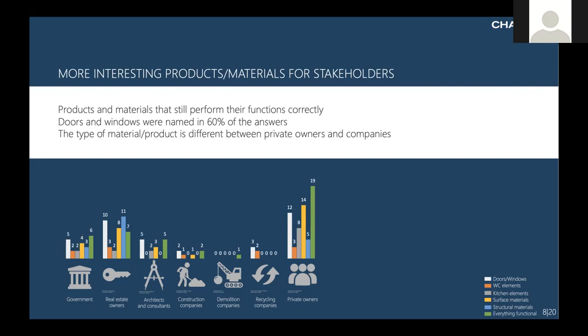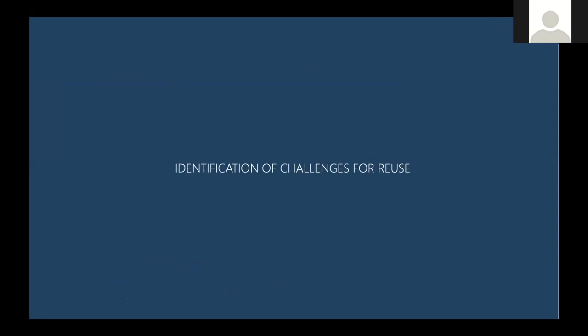So generally speaking, products and materials that still perform their functions correctly are interesting products to reuse. Doors and windows were named in a lot of the answers that were given. These are some of the main overview. Knowing this interest, knowing what types of products, what we wanted to look into in more detail was, okay, so what are the challenges that are posed in this field for reusing?